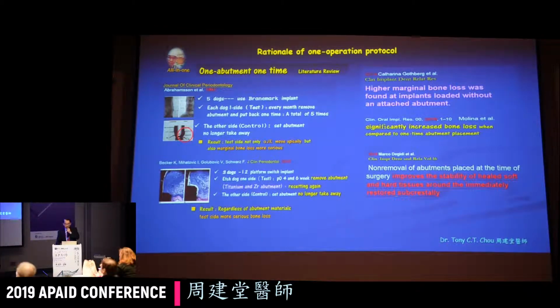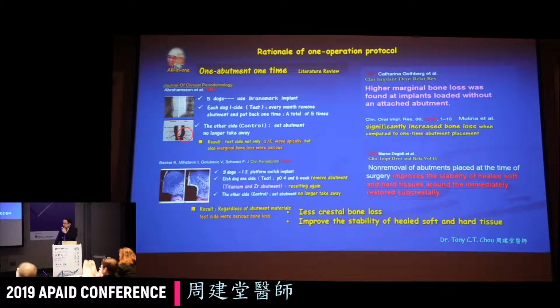All these studies conclude that if you remove and put back the abutment so often, there is no benefit for stabilizing the crest bone and the soft tissue healing surrounding the implant site. So, the final abutment, we no longer take it out.